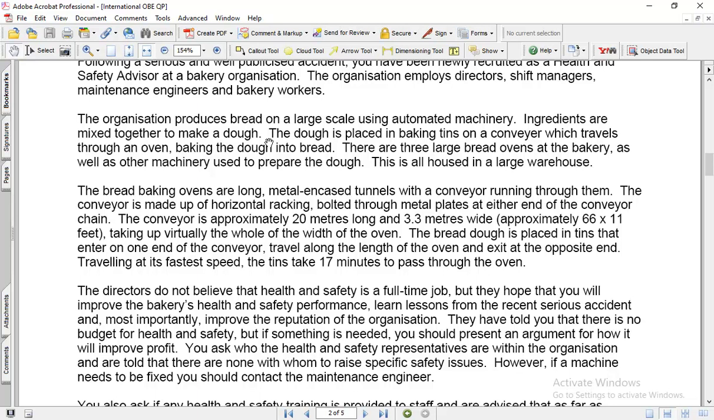In this paragraph, we are getting details for the bakery organization, how they are working, and how many ovens are available.